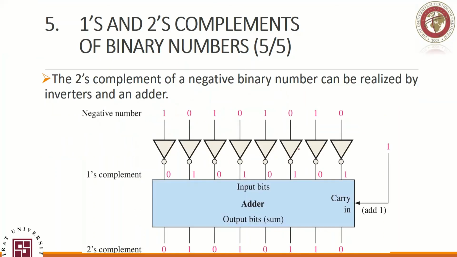How do we create twos complement in a logic circuit? We take the ones complement, so it's a NOT gate or multiple NOT gates. Then we add one bit to it. How do we add a bit? We can use an adder, and that will do it for us.